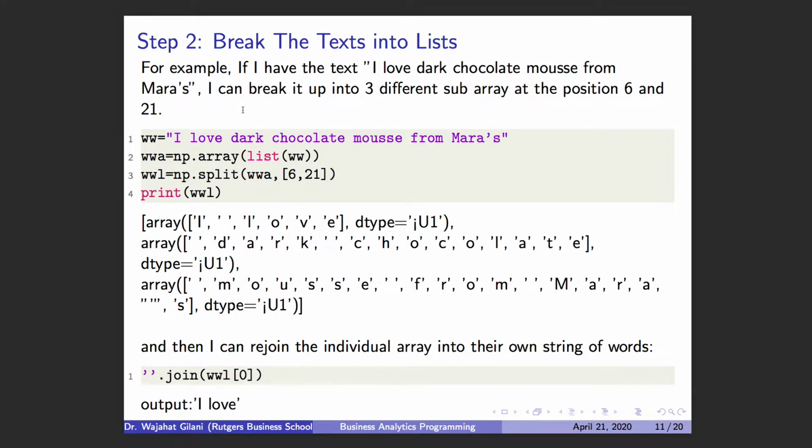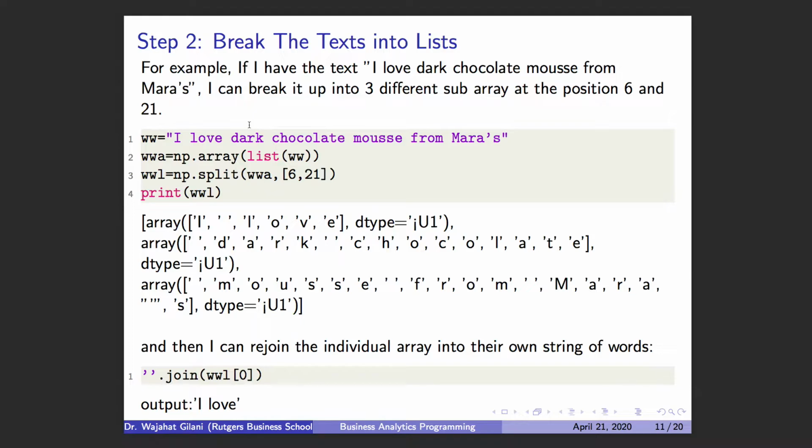All right, so from here, I'm going to now attempt to start breaking up my rows using that list of values. So how do you do it? Here I have an example of how it's going to happen, because it's going to get a little crazy with the data. As long as you understand these little examples, you'll be with me. If I have the text, I love dark chocolate mousse from Mara's, and yes, there's a place called Mara's, and yes, they have a dark chocolate mousse, and yes, I love it. I can break up this sentence into 3 different subarrays at position 6 and 21.